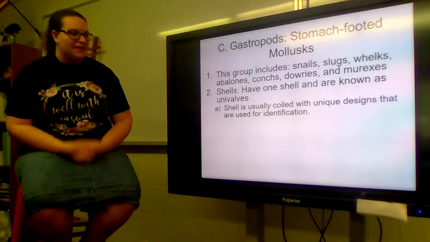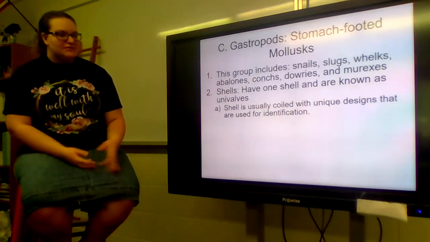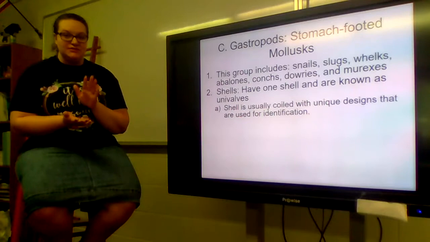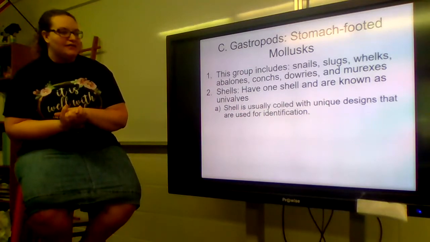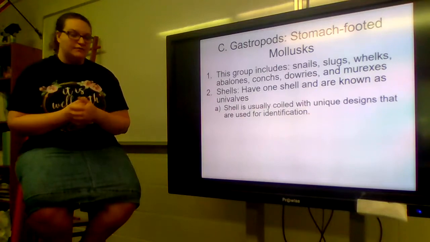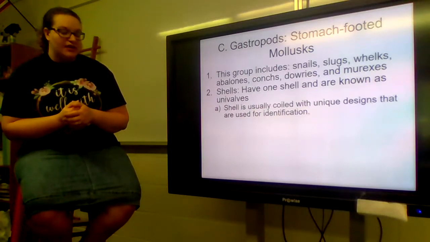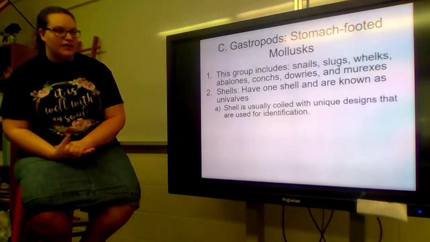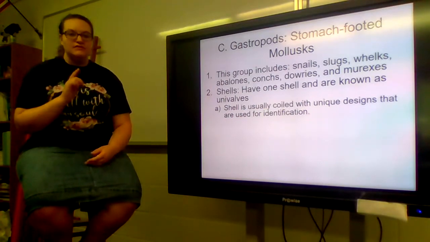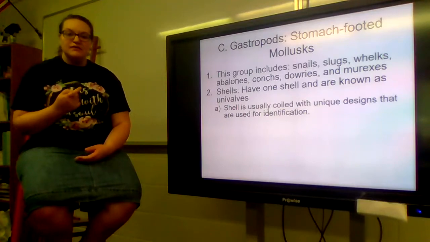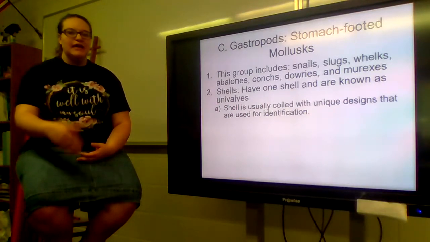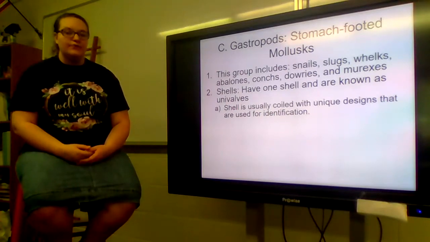Anyway, shells, they have one shell. So these are not two-shelled organisms, they are single-shelled organisms. And they are known as univalves. Uni stands for one. The shell is usually coiled with a unique design that is used for identification. The swirls of the shells, or the coils of the shells, typically tell us what type of univalve we are dealing with.